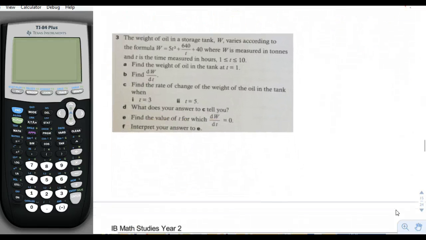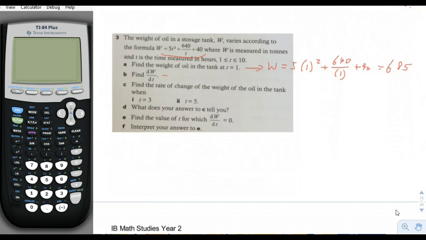Okay, number 3. The weight of oil in a storage tank, W, varies according to the formula shown, where W is measured in tons and t is the time measured in hours. Find the weight of the oil in the tank at t equals 1. Just like last time, we substitute t equals 1. We get 5 plus 640 divided by 1 plus 40, which is 685.